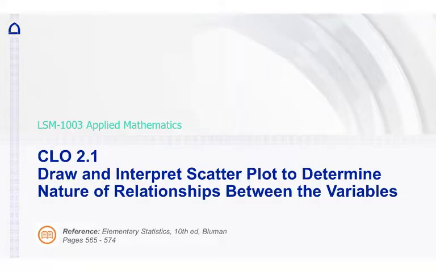CLO2.1: Draw and interpret scatterplots to determine the nature of relationships between variables.